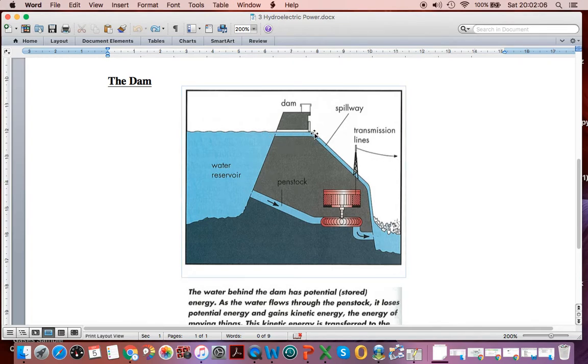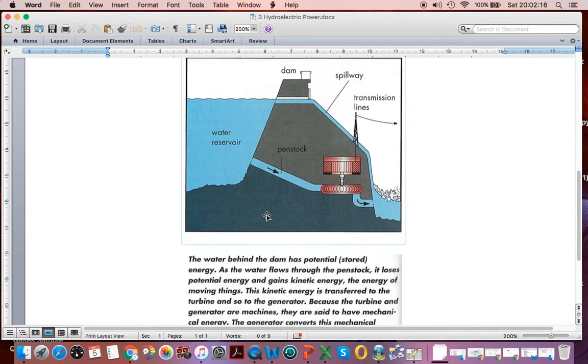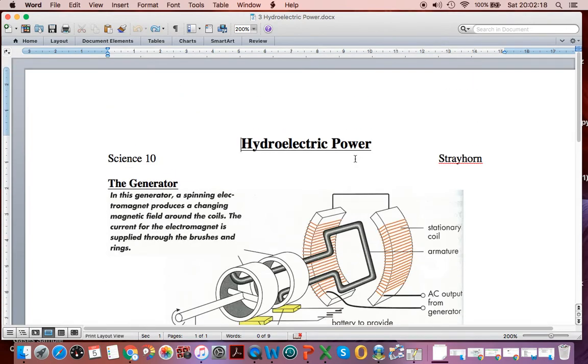Often in a dam, if the river or lake is high, you will see water going over the top, and that's a spillway to prevent the dam from being destroyed. So that's a brief look at how we get hydroelectric power.